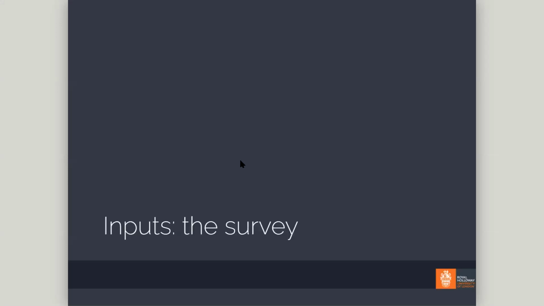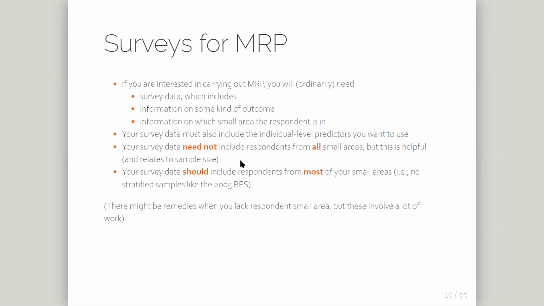So far, so simple. But what do you need in order to carry out this kind of analysis? Well, what I'm going to do is take you through the two key inputs, which are the survey and the post-stratification frame. You're almost always going to be working with survey data for MRP. And I'm going to list a series of fairly obvious requirements. Your survey must include information on some kind of outcome.